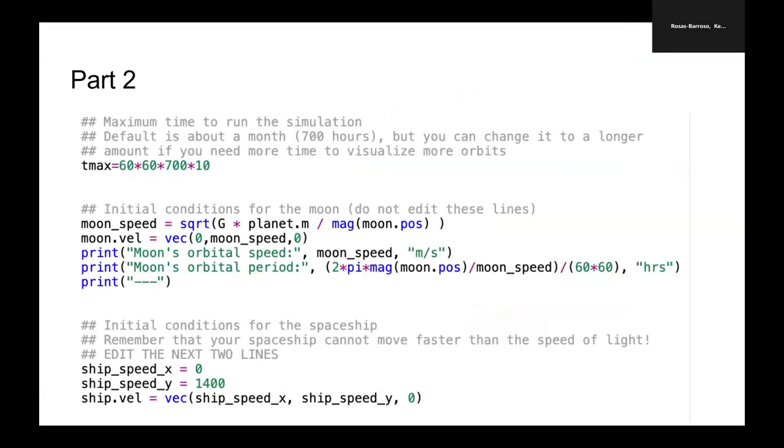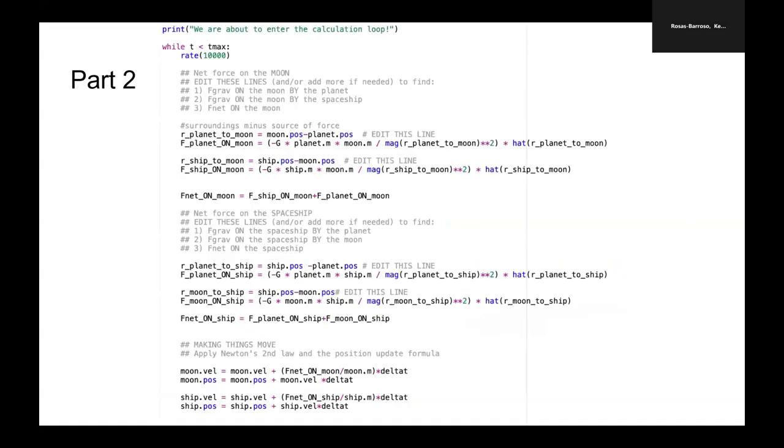In Part 2, the simulation models a planet, moon, and a spaceship. The moon orbits a planet, while the spaceship experiences gravitational forces from both objects. The program calculates these forces and then updates the motion of each object over time. And that's what we see here.